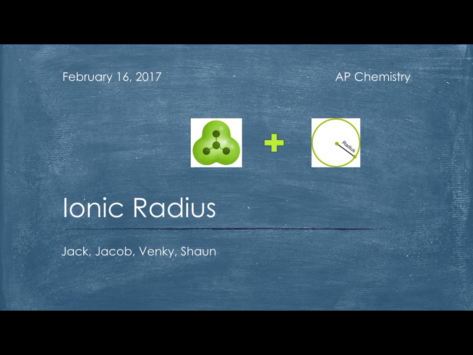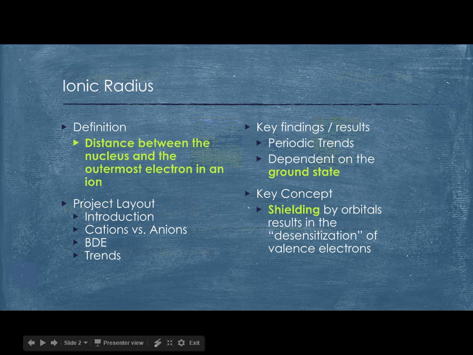Hi, I'm Jack. This is Vinky, Sean, and Jacoby, and our group did the ionic radius of an atom. The ionic radius is the distance between the nucleus and the outermost electron of an ion. So it's slightly different than the atomic radius, as it has slightly different rules, but we'll get into that a little bit later. There are specific trends. They're a little bit shaky, but they tend to decrease across the period, going right to left. All of the measurements are dependent on the ground state of the ion, and shielding is also incorporated into this idea, just like in the atomic radius.